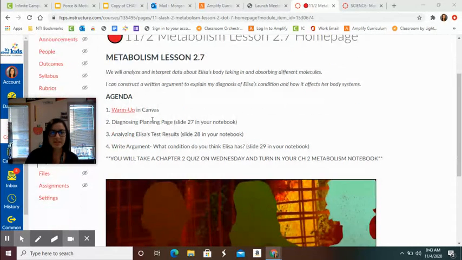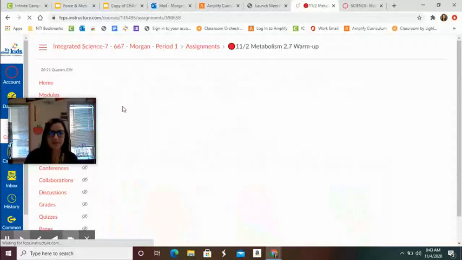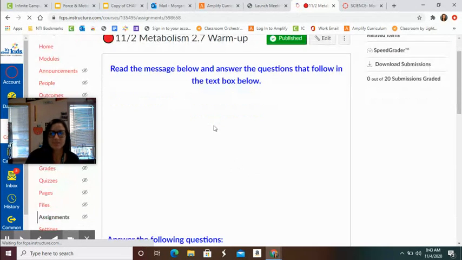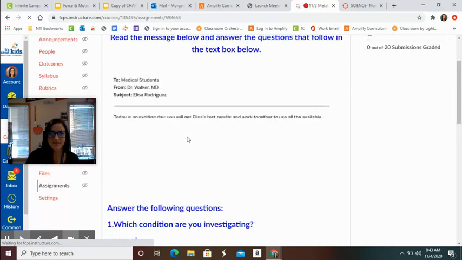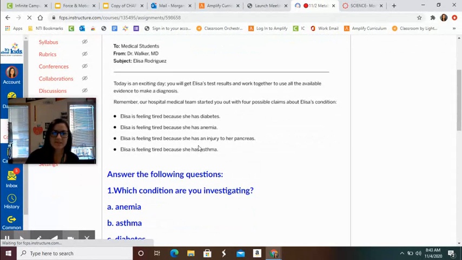The first thing that you are going to do is there is a warm up in Canvas. And so you're going to want to click on that warm up, and it's a good intro into what we're doing and getting our minds working and figuring out what Elisa is going through. And so there is a little message below from our doctor who is heading up this investigation for us.